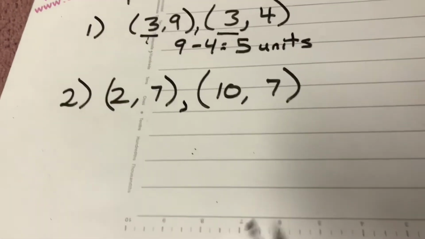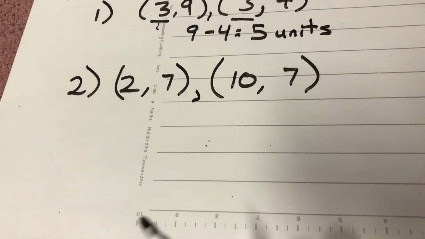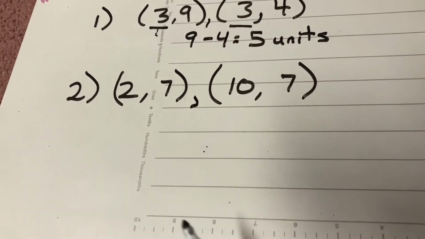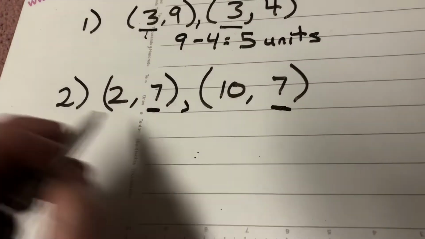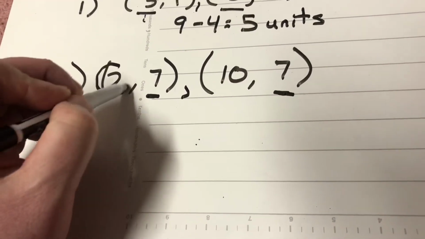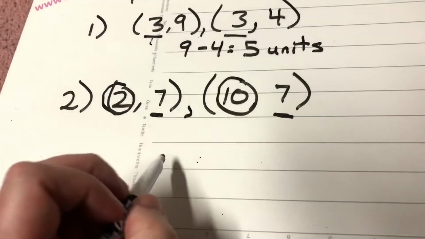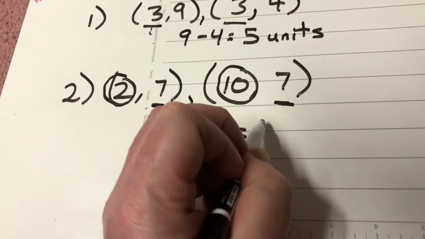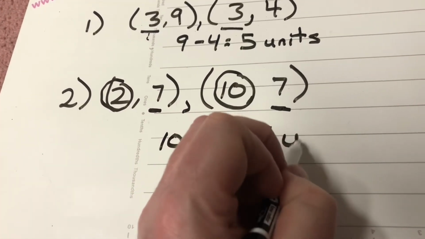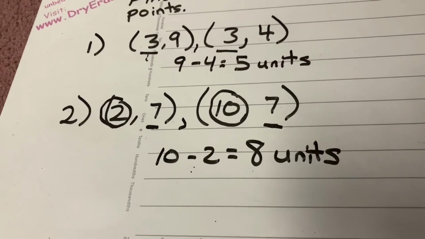All right, so I look at my second one. Once again, one of the coordinates, either the x-coordinate or the y-coordinate, has to be the same. And I see that the y-coordinate here is 7, and I see that the y-coordinate here is 7. So the only two numbers I'm worried about are 2 and 10. Well, 10's the bigger number, so I'm just going to do 10 minus 2. 10 minus 2 is 8. The distance between those 2 points is 8 units.